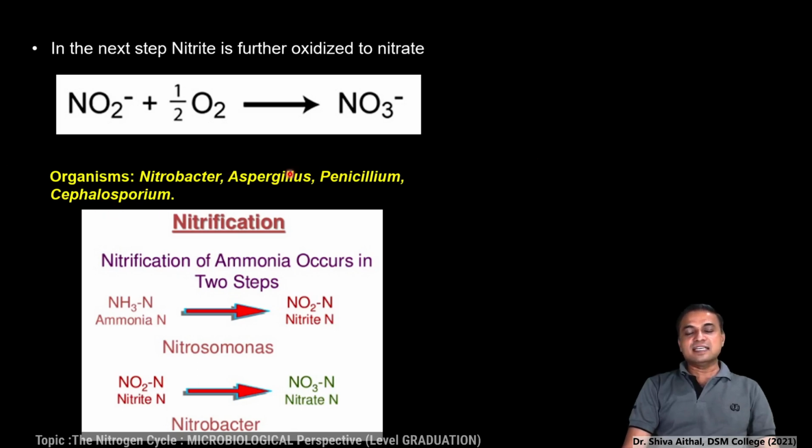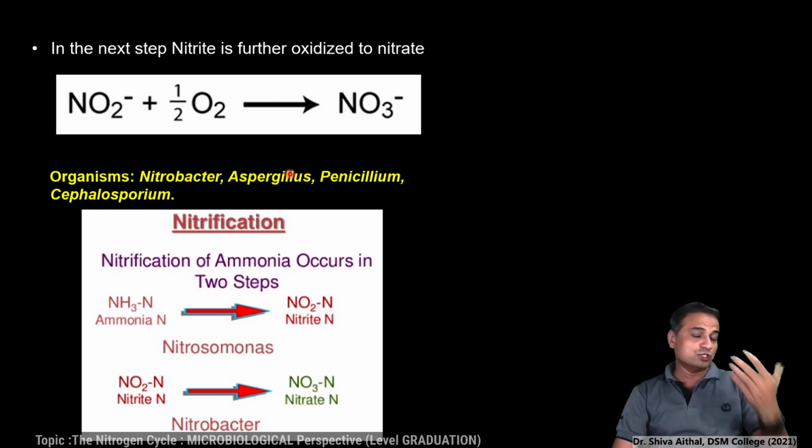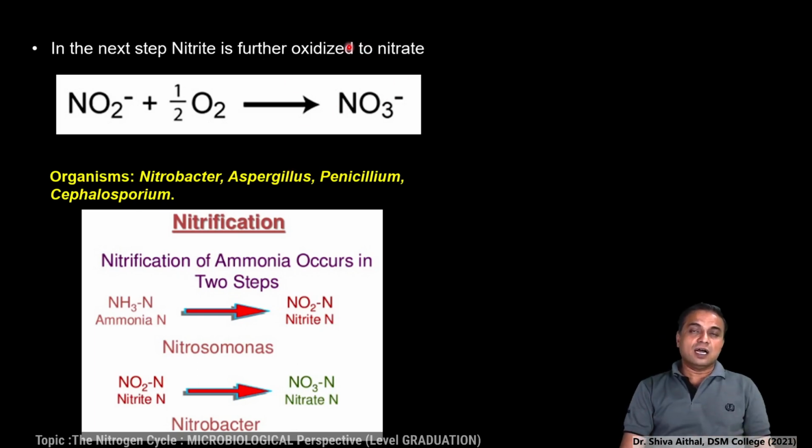This is the next step, the most important step, where ammonia is getting converted into a more utilizable form. So NO2, in the presence of oxygen, gets converted to nitrate, NO3. Both these steps can be classified as nitrification reactions. Nitrification of ammonia occurs in two steps, ammonia to nitrite.